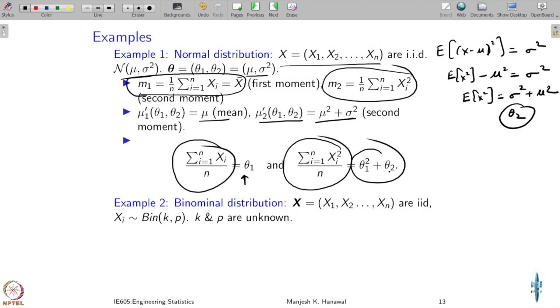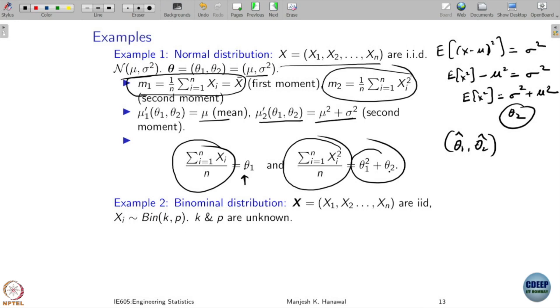Now I have two equations and two parameters. Can I solve this and get the value for theta 1 and theta 2? Whatever values I get, I will get theta 1 hat and theta 2 hat, and those are the estimates. Notice that in this case also theta 1 is already the sample mean, and theta 2 is what is going to come from that now.